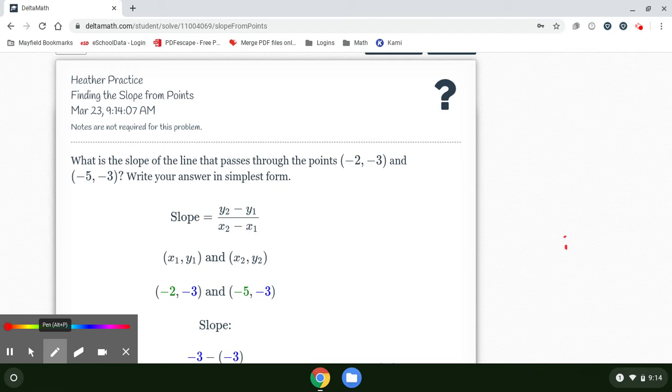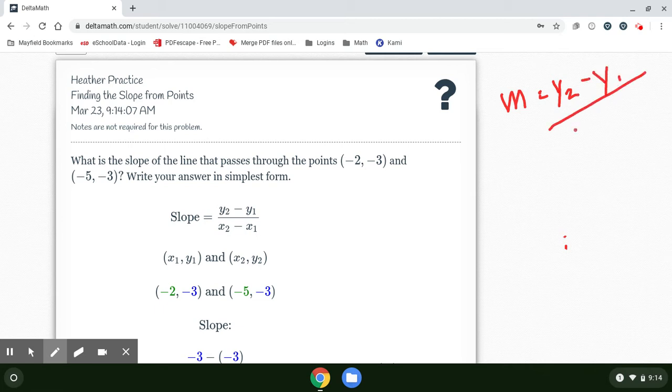So I know that slope is equal to, hard time writing on this, so hopefully y2 minus y1 over x2 minus x1. And that's an equal sign.